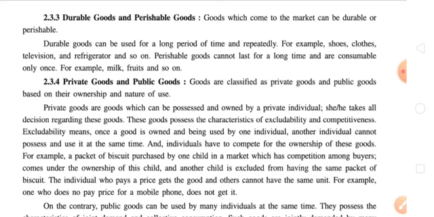Second paragraph, durable goods can be used for a long period of time and repeatedly. For example, shoes, clothes, television and refrigerator and so on. It means the durable goods can be used for a long period of time. It means you may use it for 6 months, 1 year, 2 years, 5 years, or sometimes more than 5 years. And repeatedly, it means its usage cannot be reduced, or its availability is also as it is when you are using it repeatedly.